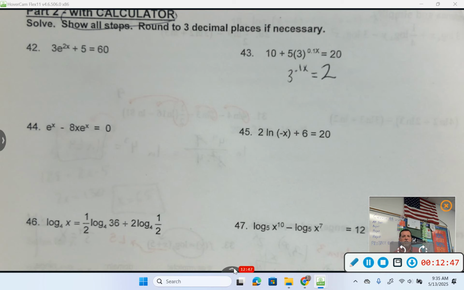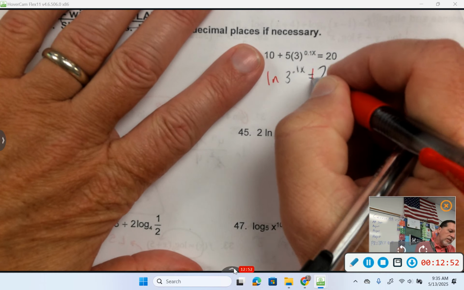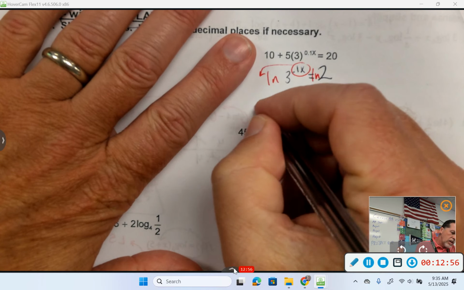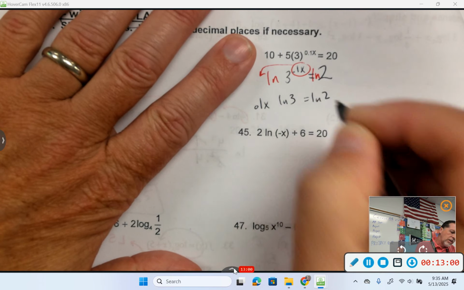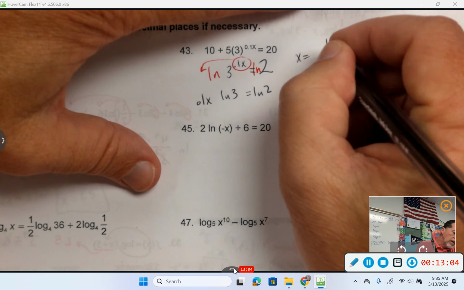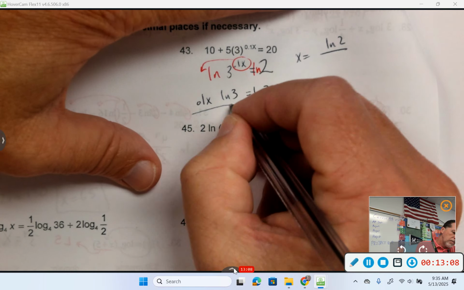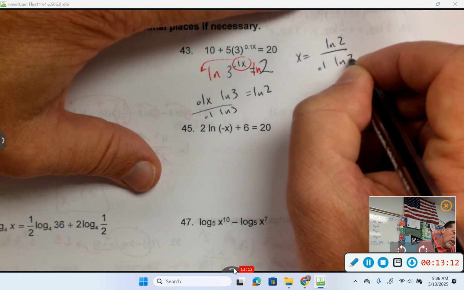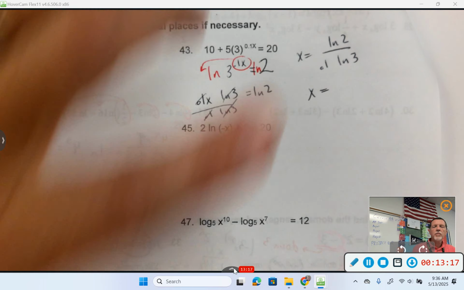What next? Natural log both sides to get the exponent to not be an exponent anymore. So 0.1x natural log 3 equals natural log 2. So I'm just going to divide both sides by 0.1 natural log 3. And that'll get my x by itself.